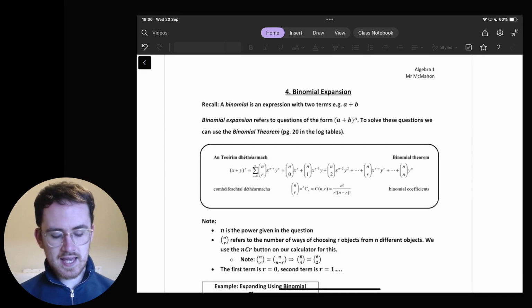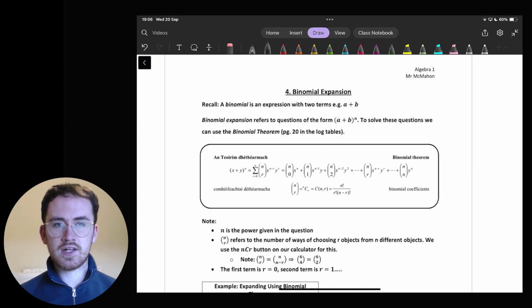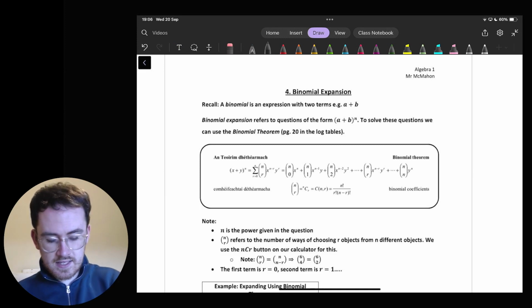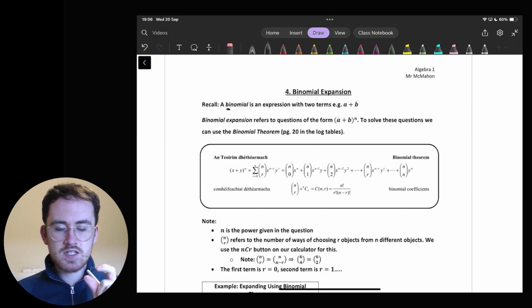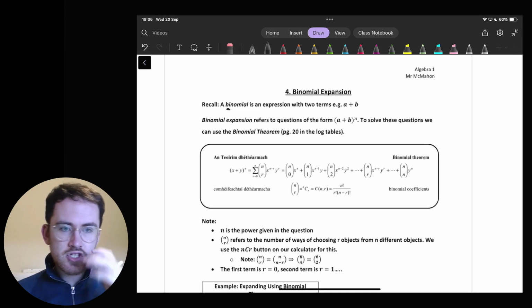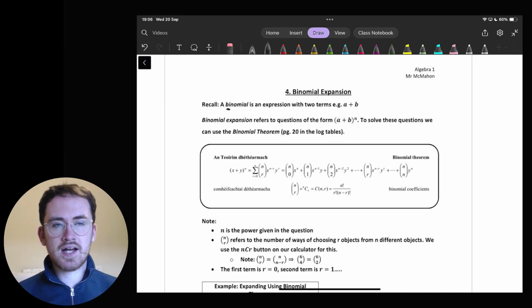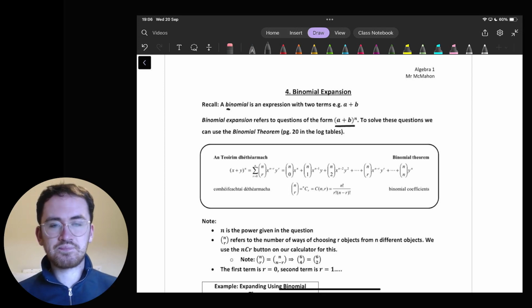A binomial is a type of expression or polynomial. If we think of that word polynomial, it's a particular type of polynomial that has two terms. So obviously that's the bi part of the word. And the two terms we can think of like a plus b. So two terms in an expression. As we've said before, an expression is a math sentence that's separated by operators like plus or minus. So in a binomial expansion, we're going to be looking at expanding brackets of the form (a + b) to the power of n, where a plus b is our binomial part.